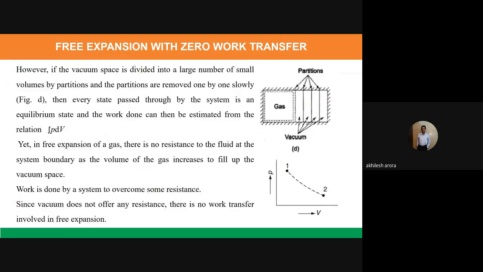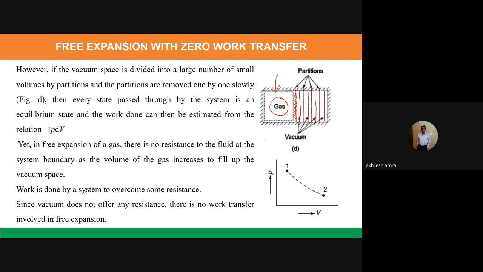Now let us consider the third case. In the third case, it is similar to the second case, with the only change that now this gas is once again the thermodynamic system, and here is the first partition. So what we have done is keep an infinite number of partitions to make the process reversible or quasi-static. So what we do is remove these partitions one by one. First is removed, so the gas expands.